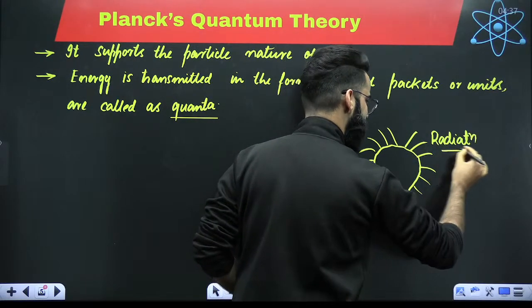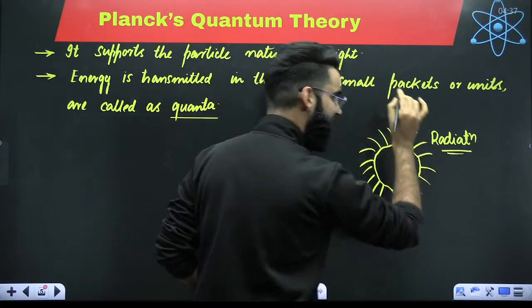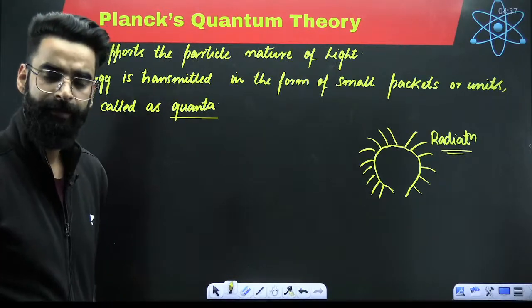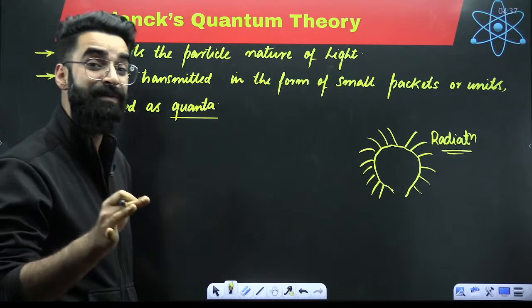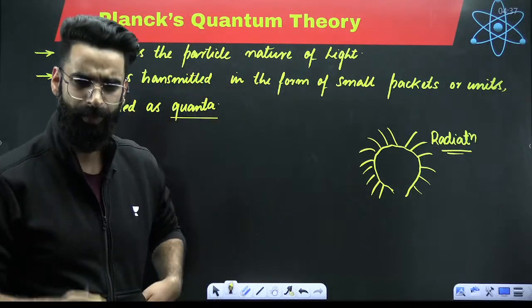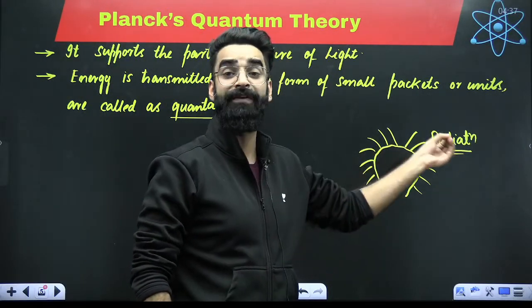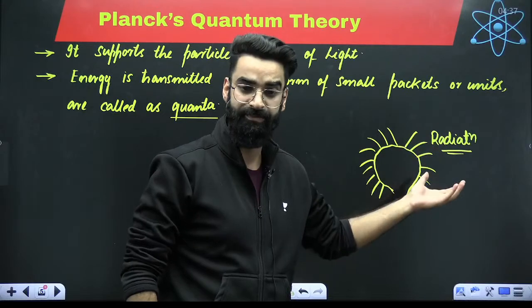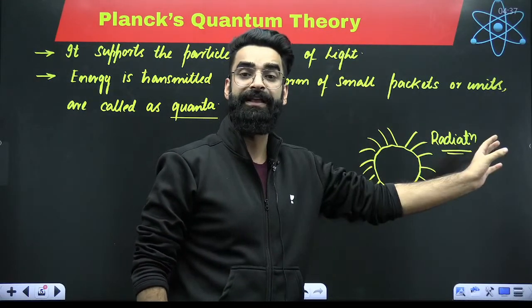Assume that this particular source is continuously emitting energy in the form of radiation. Now, as per Planck's quantum theory, energy is transmitted in the form of small packets. So, my dear students, let me tell you one simple thing. This particular source of energy is emitting radiations, and radiation is a form of energy basically.